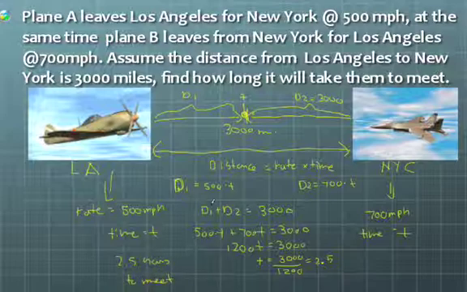That's the total time that it takes this airplane here and this airplane here to meet, the one flying from Los Angeles to New York and the one from New York to Los Angeles. So that would be the solution of the problem: t equals 2.5.